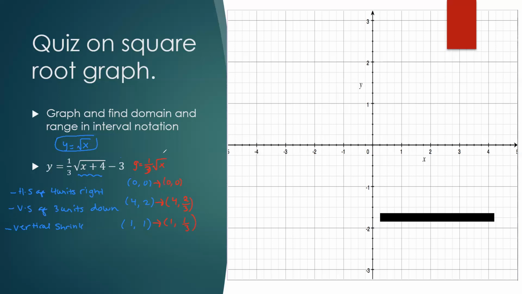Okay. Now let's graph the next one, and call it h. Now let's include the x plus 4. So it's going to be 1/3 square root of x plus 4. What that x plus 4 means is a horizontal shift of 4 units to the left. So you're subtracting 4 on the x coordinate. So 0, 0 will now be -4, 0. 4, 2/3 will be 0, 2/3. 1, 1/3, you subtract 4 on the x, so 1 minus 4 is -3.